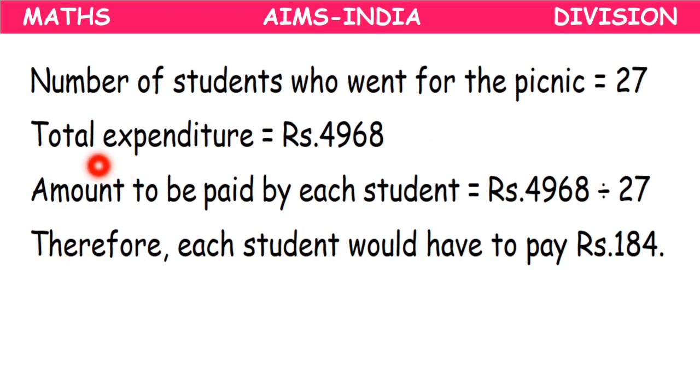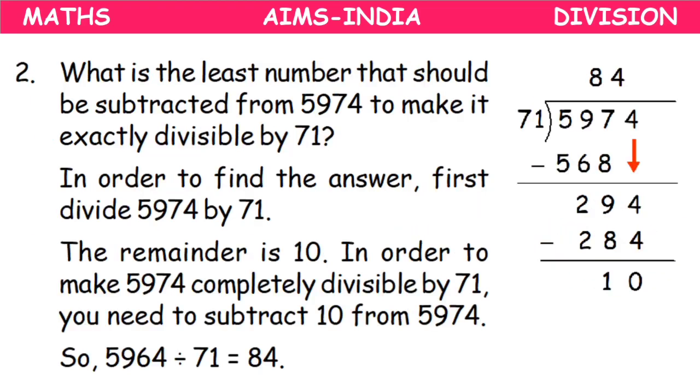Yes, children. Now coming to the steps of the word problem. First step would be number of students who went for the picnic is equal to 27. Then we have total expenditure is equal to 4,968 rupees. And then amount to be paid by each student is equal to how much? The total rupees divided by 27. Therefore, each student would have to pay how much, children? 184 rupees. That is our quotient.